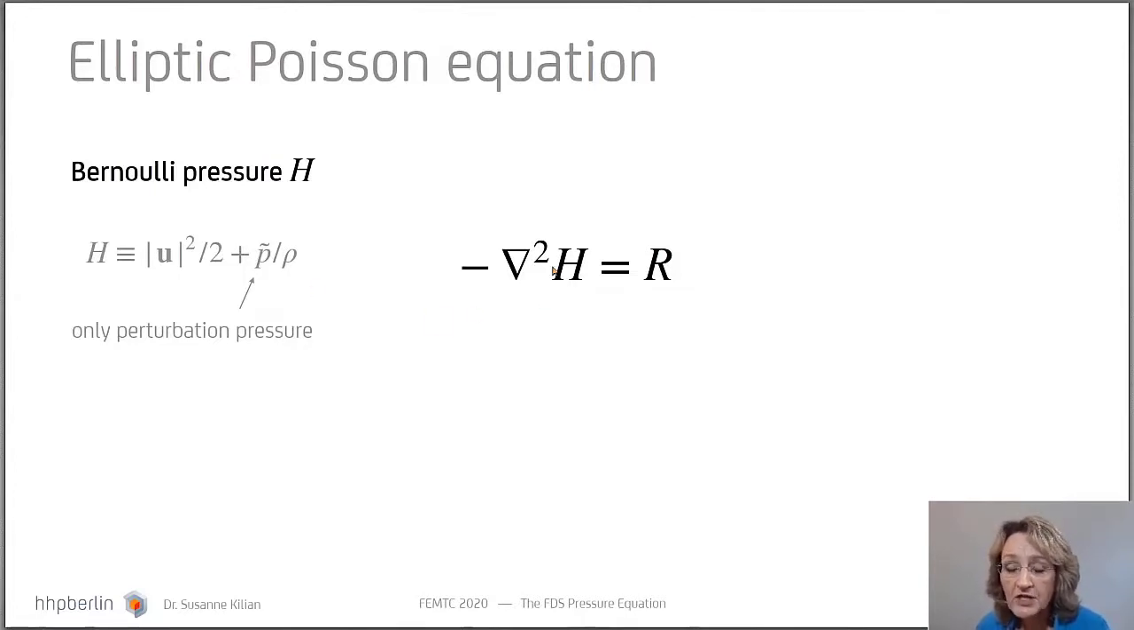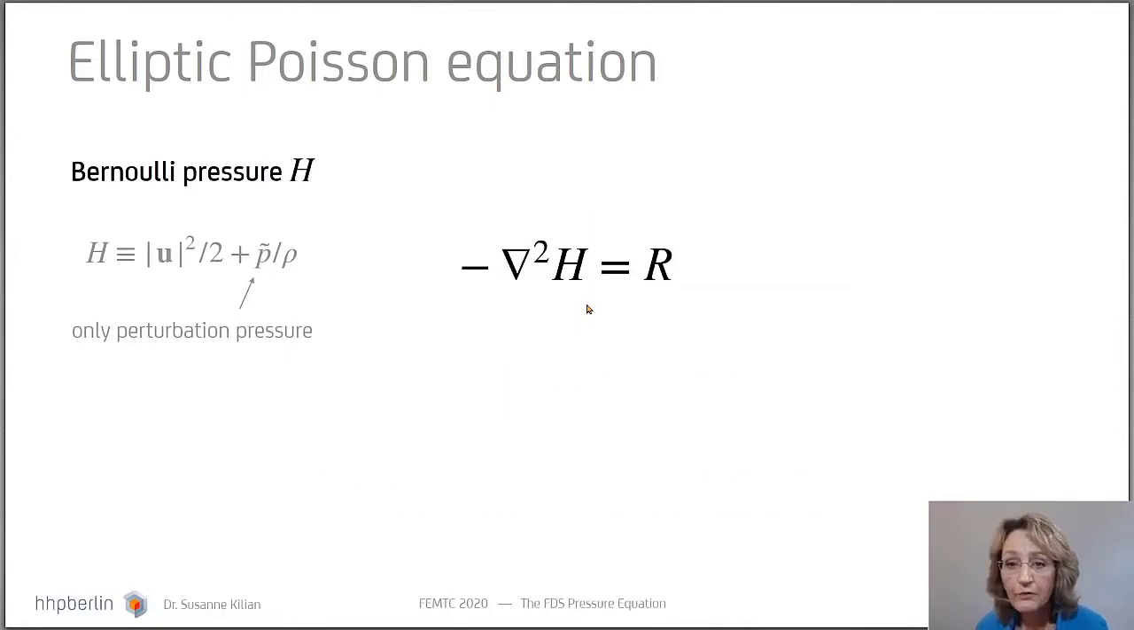So this h is only related to this perturbation pressure. And this is the part of the pressure which actually drives the flow. And this is the only part which we have to deal with in this equation.